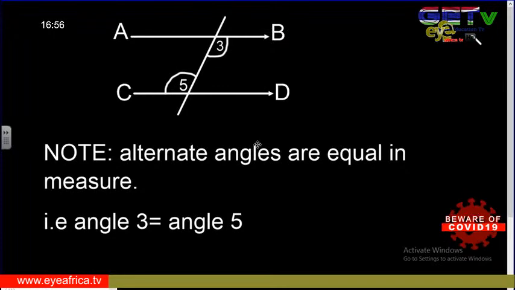Now, if you observe carefully, the alternate angles are always formed in what looks like a Z, or a letter Z, like you like to call it. Look here very carefully.